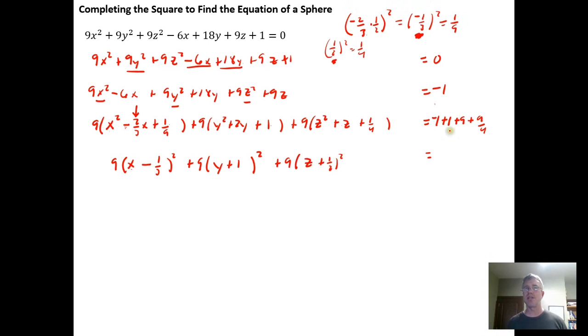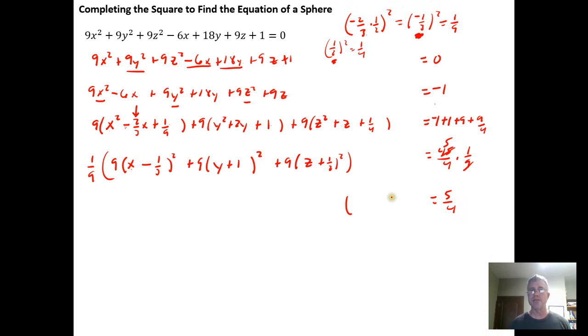and now I need to simplify this, so negative 1 plus 1 is 0. 9 plus 9/4 is going to be 36 plus 9 over 4, which is going to be 45 over 4 when we get that common denominator for the 9. And then we're almost done. We're going to multiply both sides by 1/9 to get it into standard form. So 9 is going to go into 45 5 times, leaving us with a 5/4 right here.